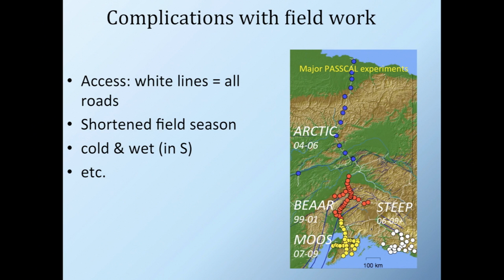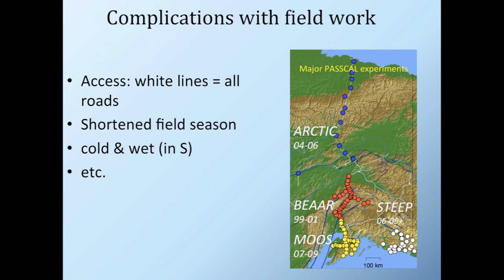All of these projects have encountered a few things. Access is really tough. The white lines, and you can't see a lot of them because we use them, are all the roads in the state. Not just the highways, but they're all. Some of these get pretty small. And so one of our main strategies is to make as much use of the road system as we possibly could. There's a very short field season.